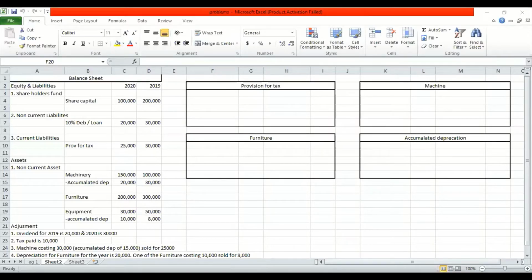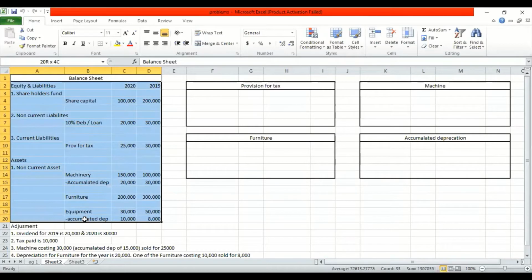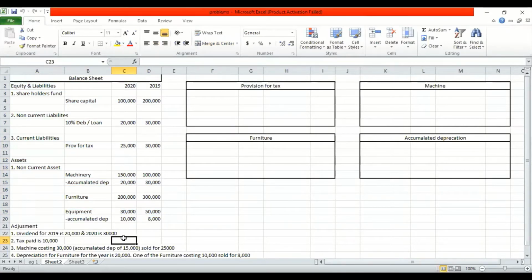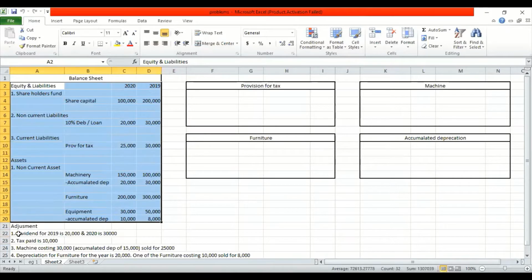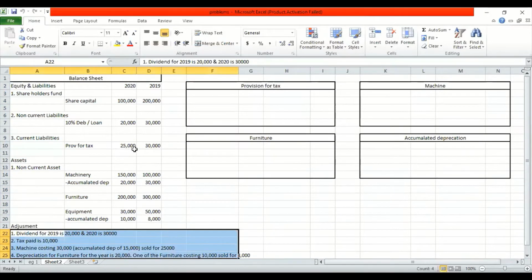Dear students, on the left-hand side a balance sheet is given to you, and then below that there is an adjustment. These four adjustments are the common adjustments which you will always see in the board exam. You will not have all the four, you might have one or two maximum. So how are we going to do it? The first thing is, when are we supposed to create a ledger? The answer is, whenever an item is given in the balance sheet as well as in the adjustment, you have to create a ledger. It is compulsory.